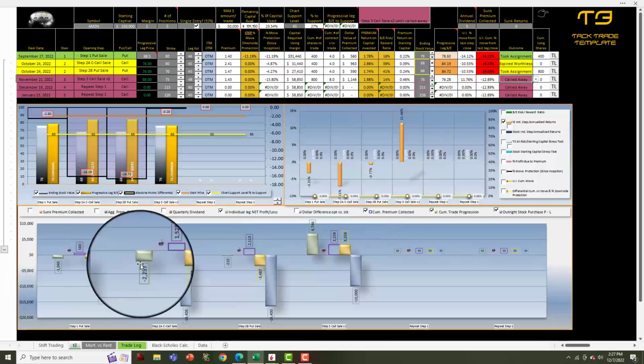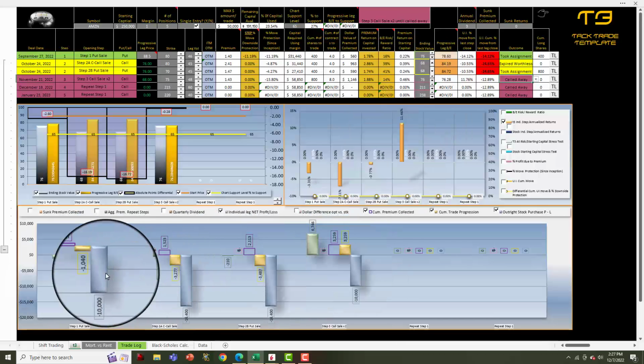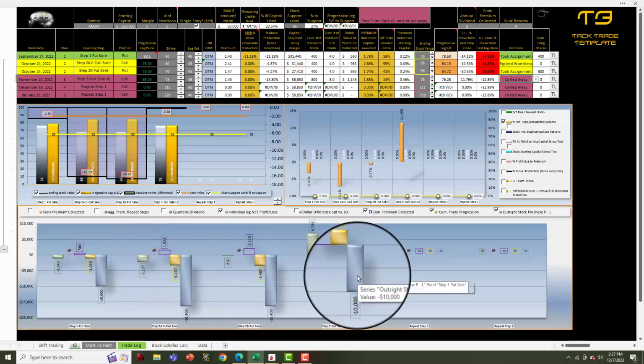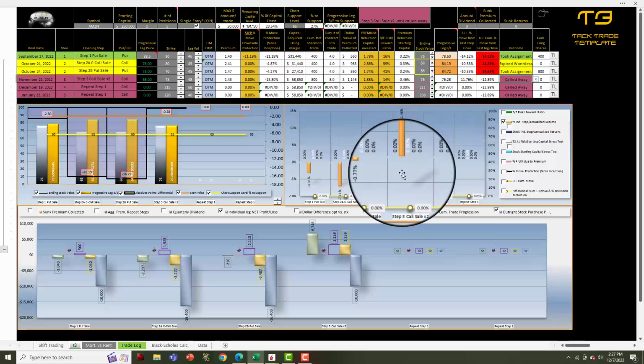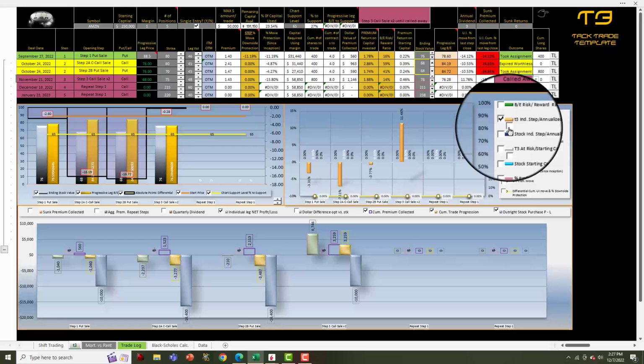So by the end of step 3, we have step 1, step 2A, step 2B, there's step 3. On that individual leg, you would have made 11.46% on that individual step. On a cumulative basis, you click this little second check mark here.